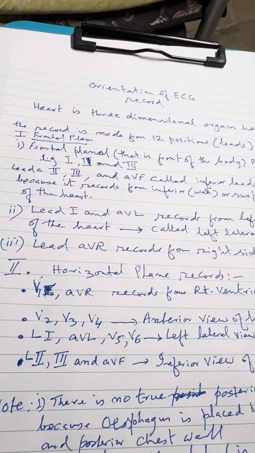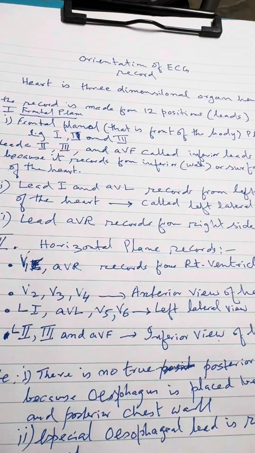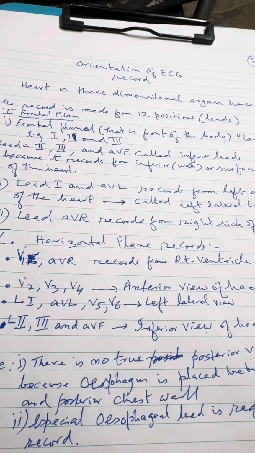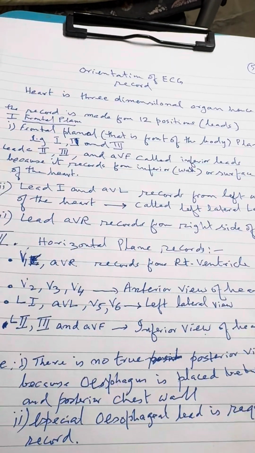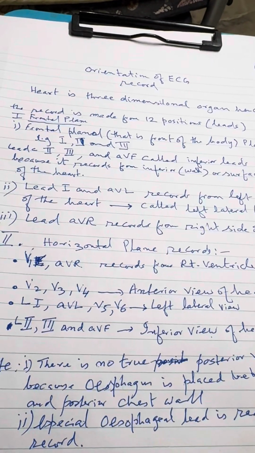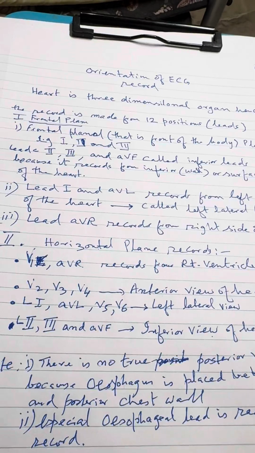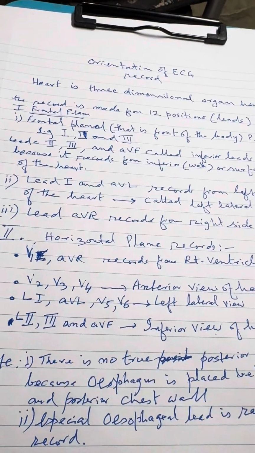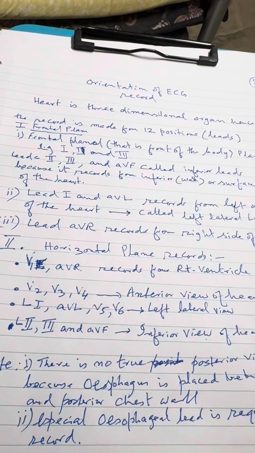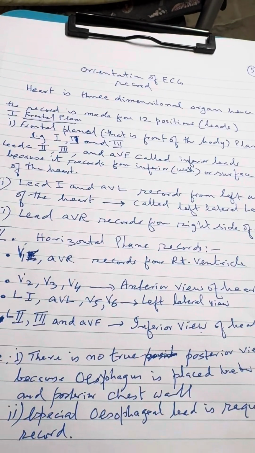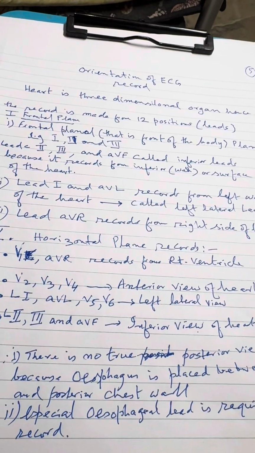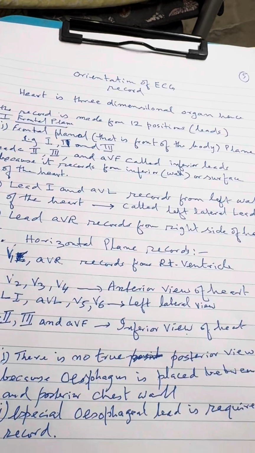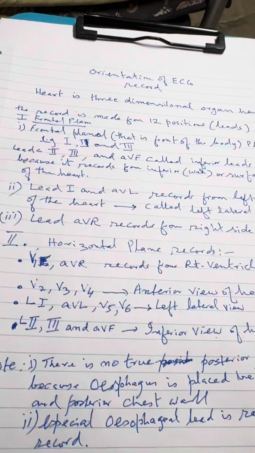Now, then we come to the horizontal plane. Horizontal plane, that is recording the activity of right and left ventricle over the chest, that is from right side going to the left side. So, V1 and AVR is recording from right ventricle, V1 and AVR.